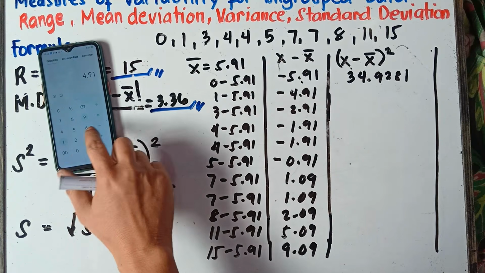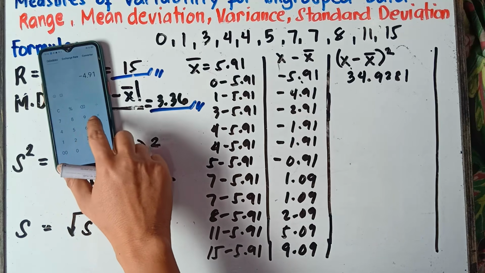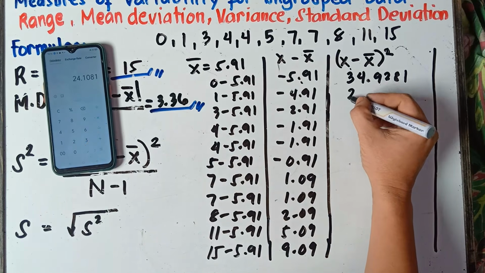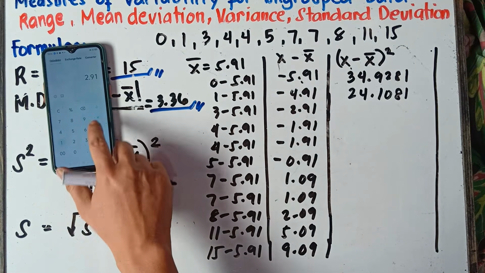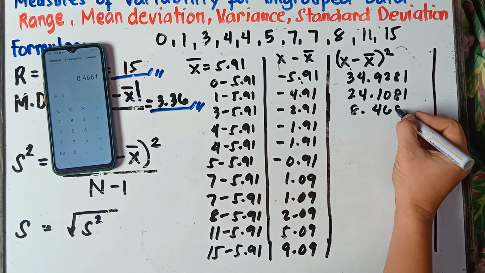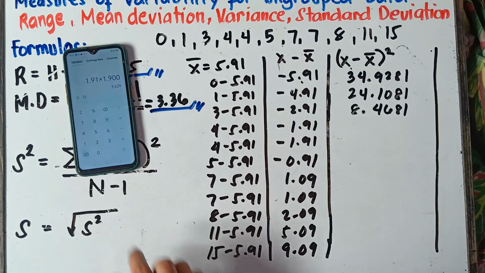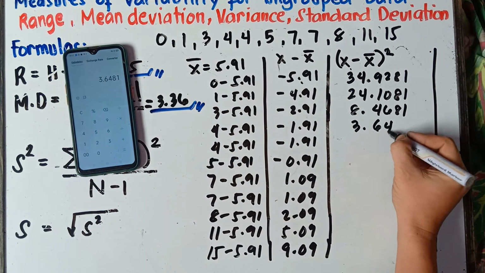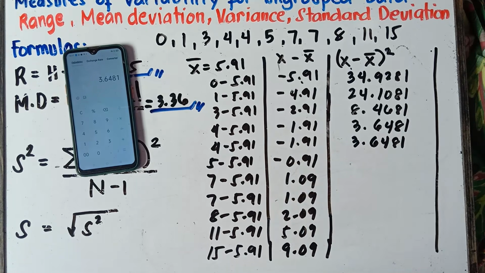Alright, and then 4.91 times 4.91. This is negative 4.91 times negative 4.91. Of course, that would be positive, right? Positive 24.1081. Let me just write 2.91. 2.91 times 2.91 would be 8.4681. Quite complicated. 1.91 times 1.91, the answer is 3.6481. Of course, they will have the same answer. 3.6481.